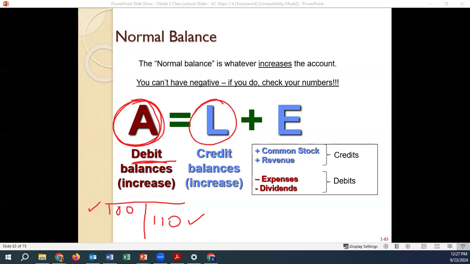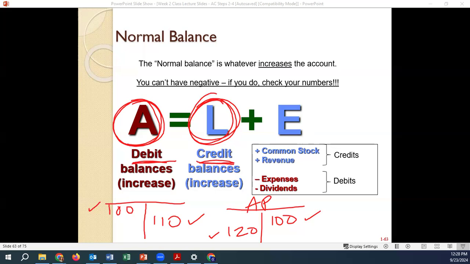Okay, the same thing with liabilities, right? If you owe somebody, let's say this is accounts payable, you owe somebody $100, you pay them back $100, now you don't owe them anything. But what if you put this? If you owe somebody $100, would you pay them back 120? No, you wouldn't pay them back more than you owe them. That just wouldn't happen. That would give you a negative liability. You can't have a negative liability. So again, your liability should always have credit balances because that's what increases that account.